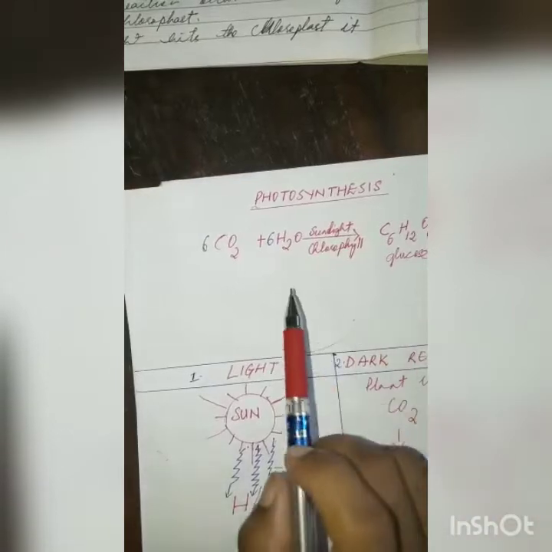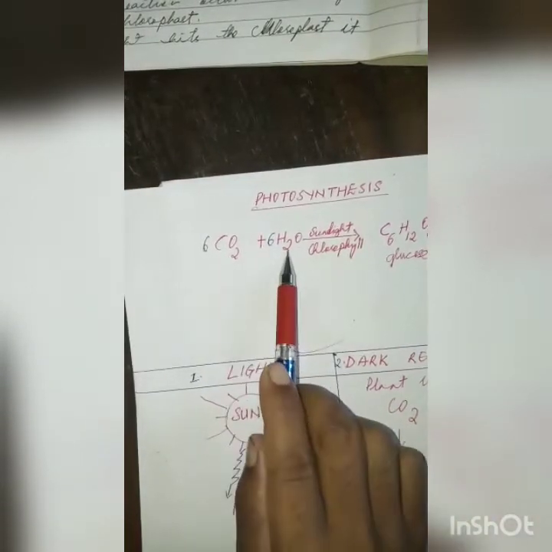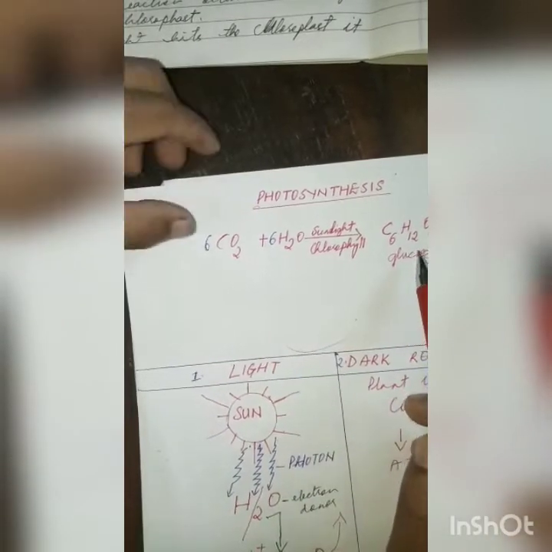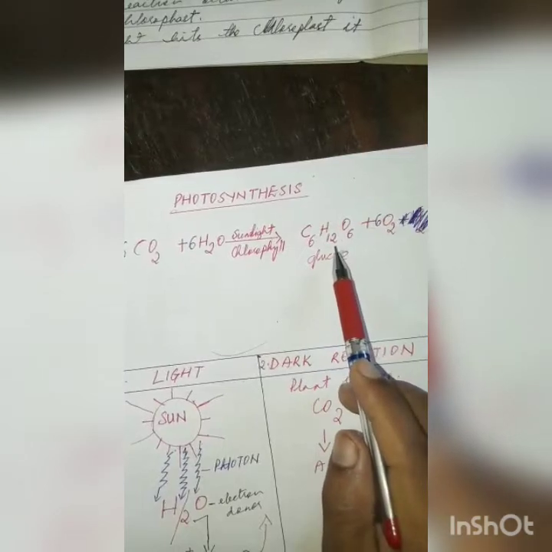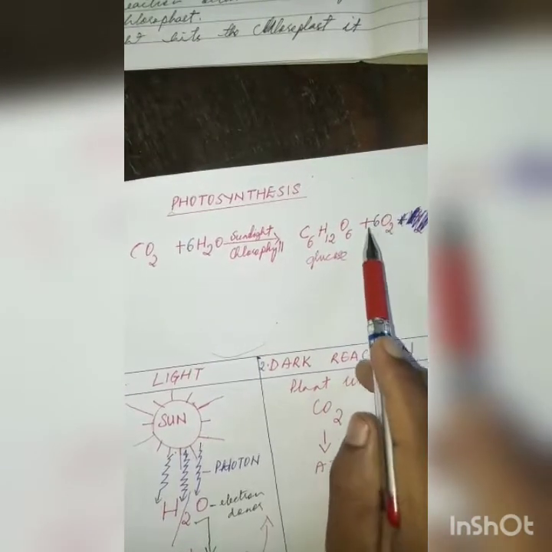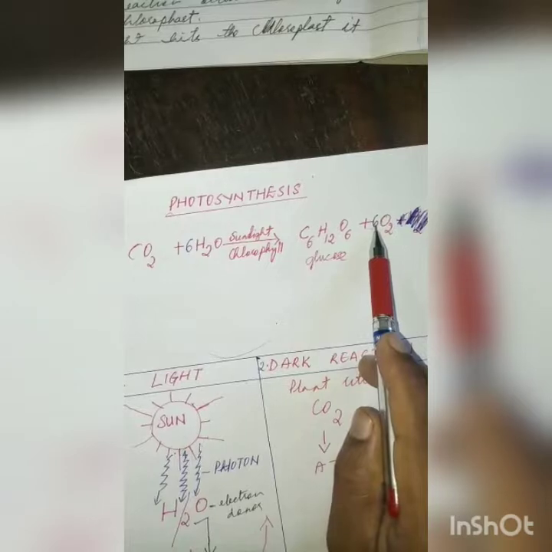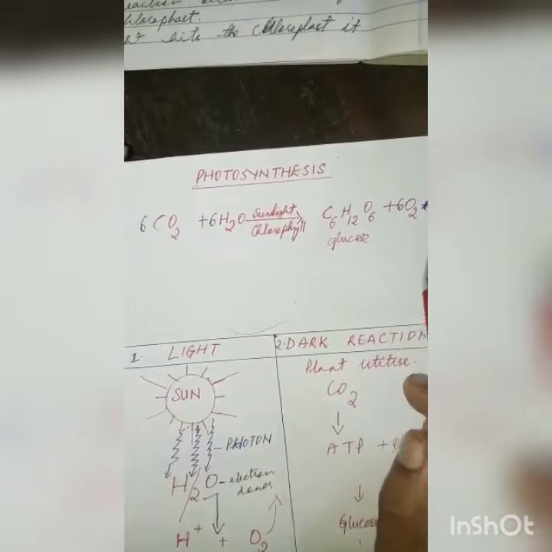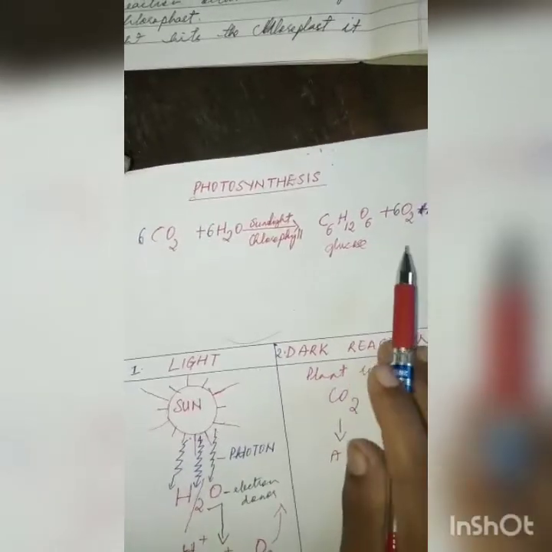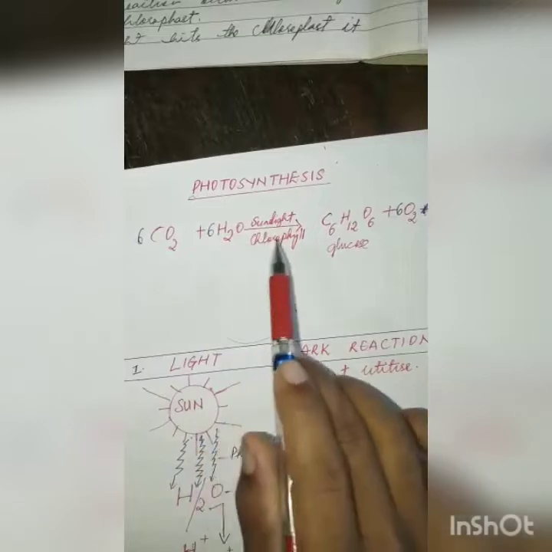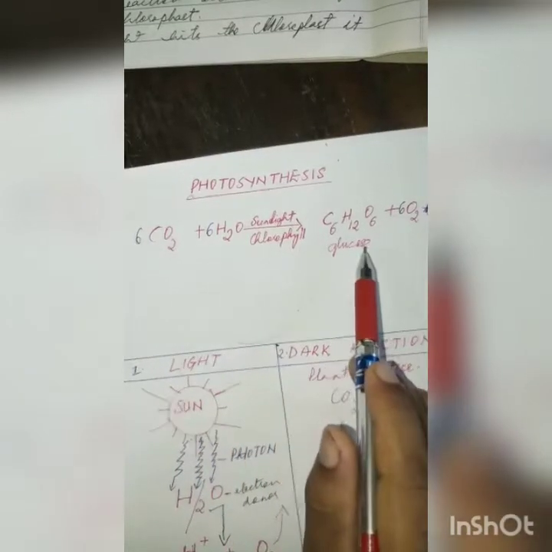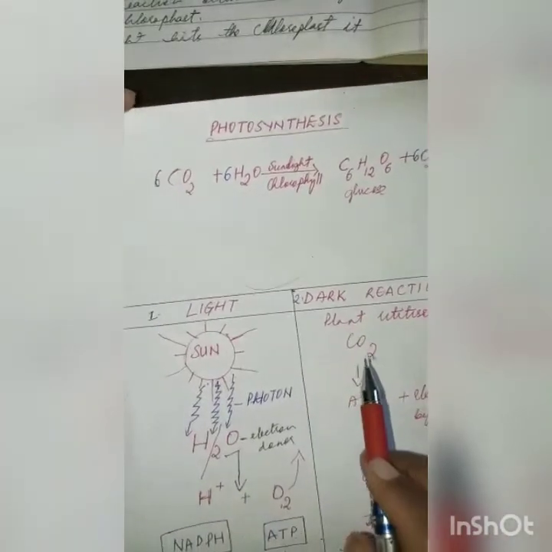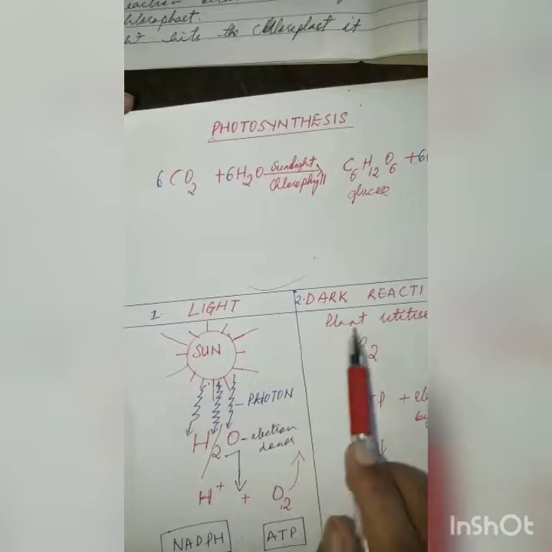As we know, in photosynthesis, plants use carbon dioxide and water in the presence of sunlight and chlorophyll to give out C6H12O6, that is glucose, and oxygen. Now you see here I write a 6, here also 6, here also 6. That means this is a balanced chemical equation. If I get time, I will show you how this chemical equation is balanced. So now let's focus on the process of photosynthesis, that is the light reaction and the dark reaction.